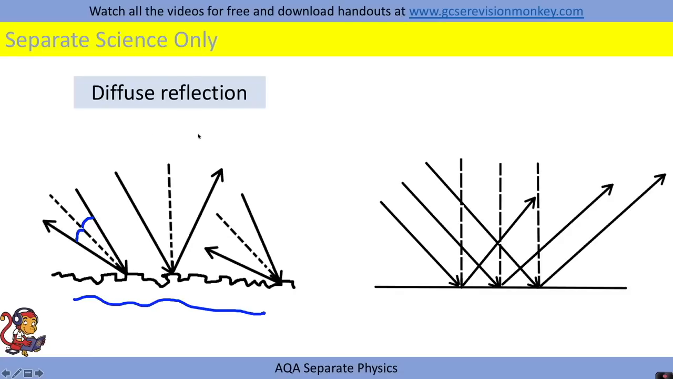So this one's called diffuse reflection, and this image over here shows specular reflection, which happens on a smooth surface, whereby again all of the rays of light obey the law of reflection, but they're all being reflected at the same angle. And this is called specular reflection, and this will give us a really clear reflection.